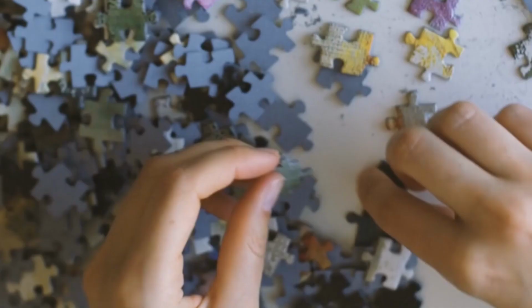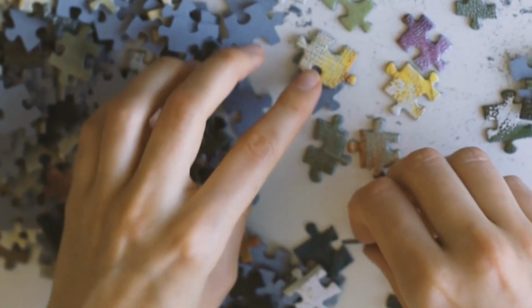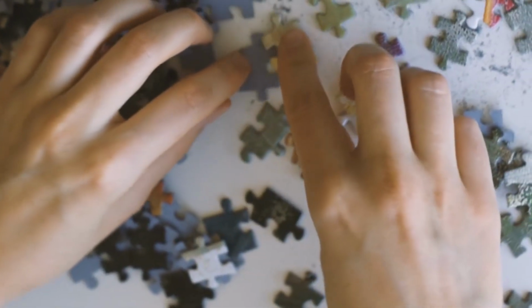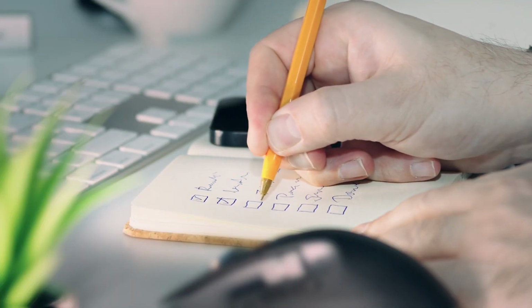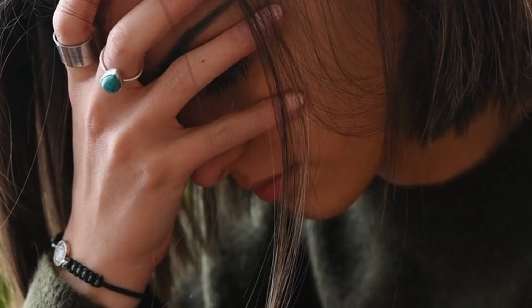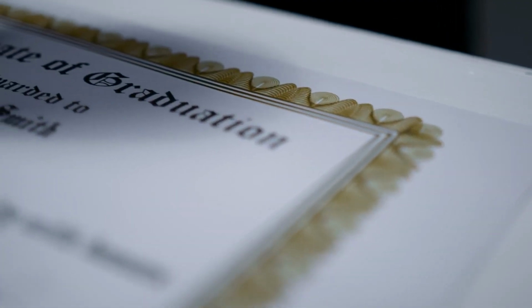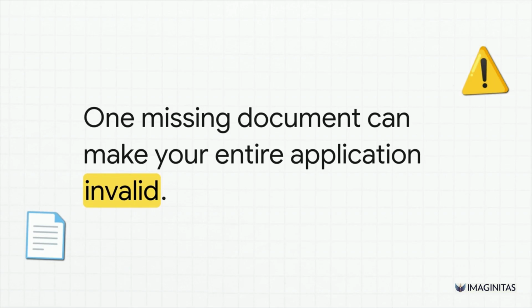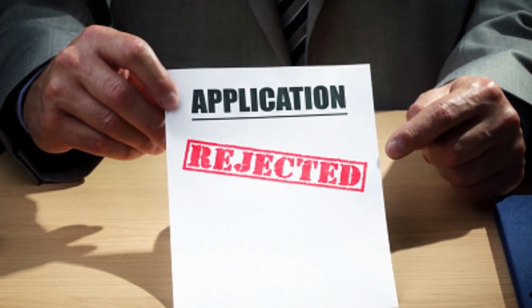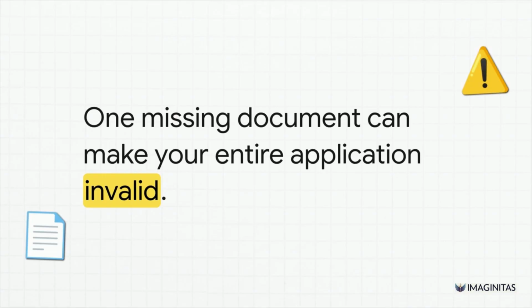Look, we get it. That Subclass 500 visa application can feel like you're trying to solve a giant puzzle. There are so many boxes to tick, so many details to get perfect, and the pressure is definitely on. And no, that's not an exaggeration. We're going to focus on one piece of paper that the Australian Department of Home Affairs says is completely non-negotiable. Why? Because if you don't have it, your application isn't just rejected, it's considered invalid from the get-go.